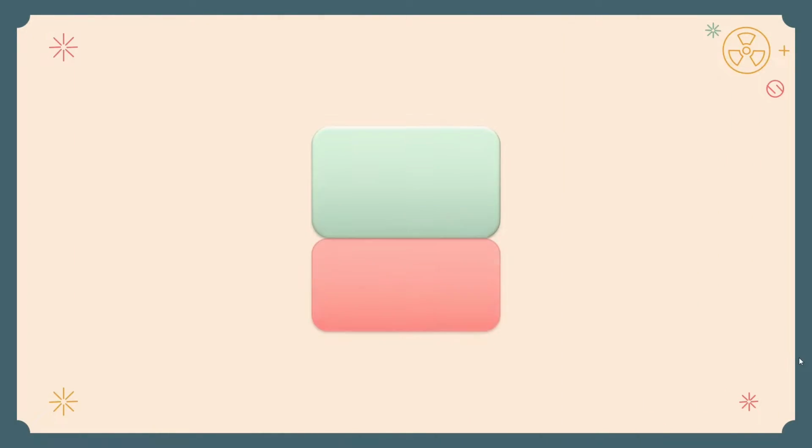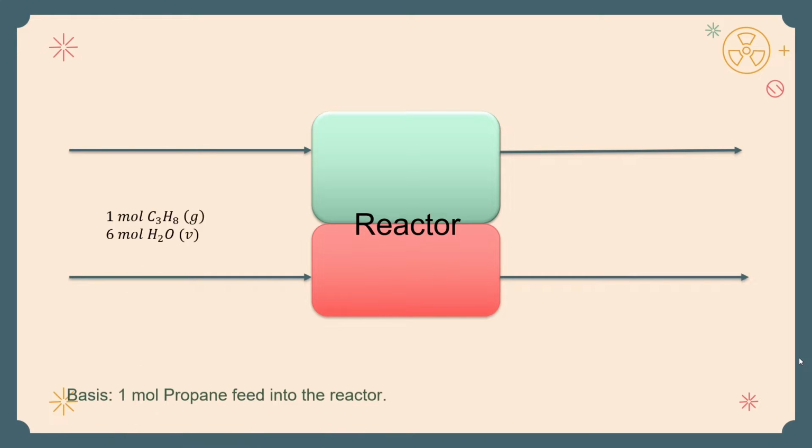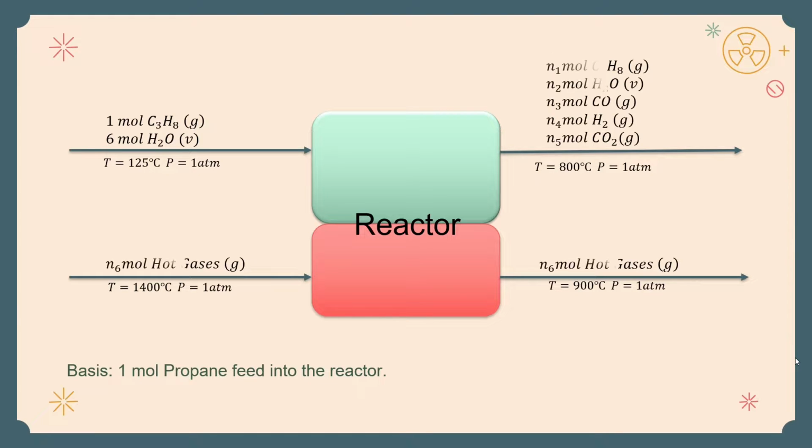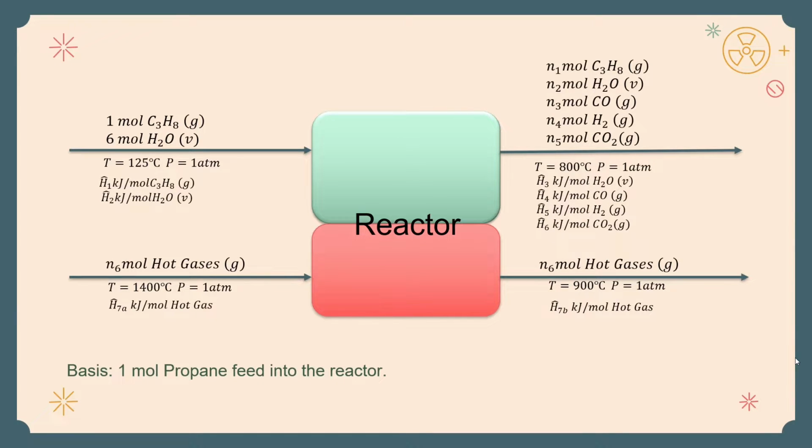After that, we need to draw the process flow diagram, taking 1 mole of propane fed into the reactor as the basis. Since there is 1 mole of propane fed into the reactor, there are 6 moles of water vapor fed into the reactor. After that, we label the thermodynamic properties on each stream and the unknown molar flows on each stream. Then we label the specific enthalpy of each stream. Then, don't forget to label the heat transfer from the hot stream to the cold stream.